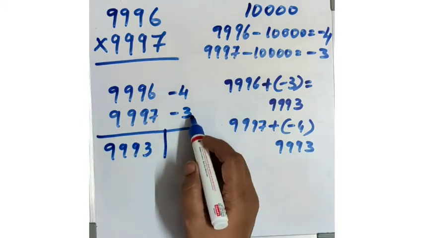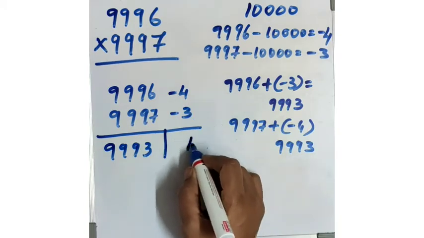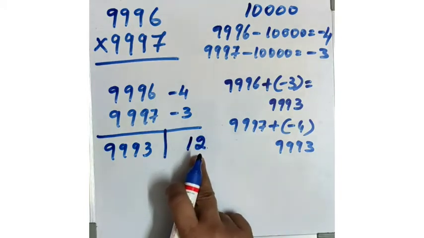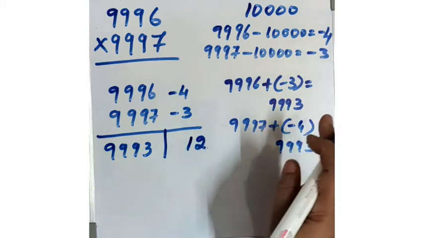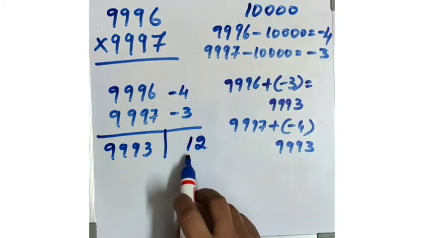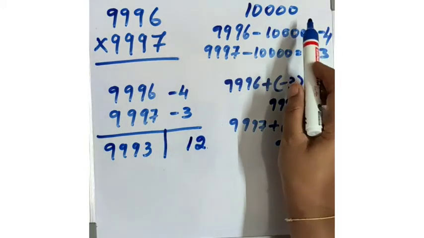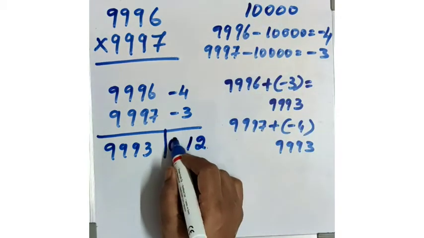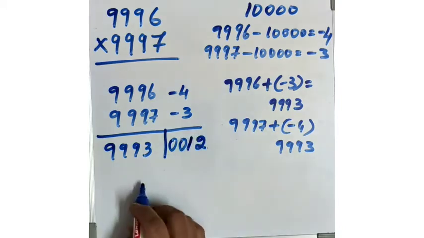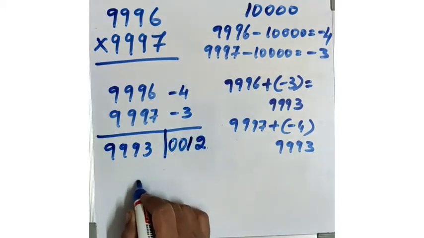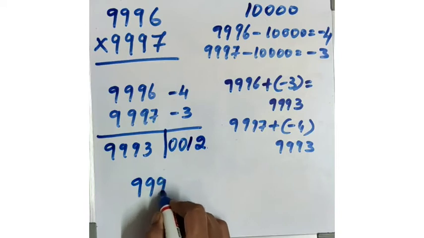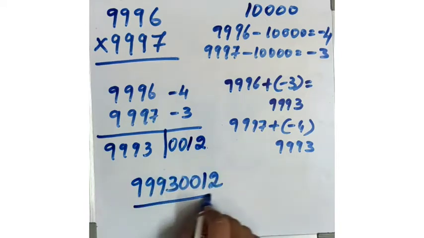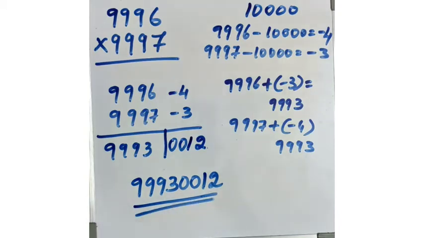Now on the right you multiply and write down 4 3s are 12. One thing you have to remember: the number of digits on the right side should be equal to the number of zeros in the base. Here we already have 2 digits. How many zeros do we have in the base? 4. So write down 2 zeros here. So what is the answer we got when we multiply this? 99930012. This is your answer. Is it that simple or not? Yes.